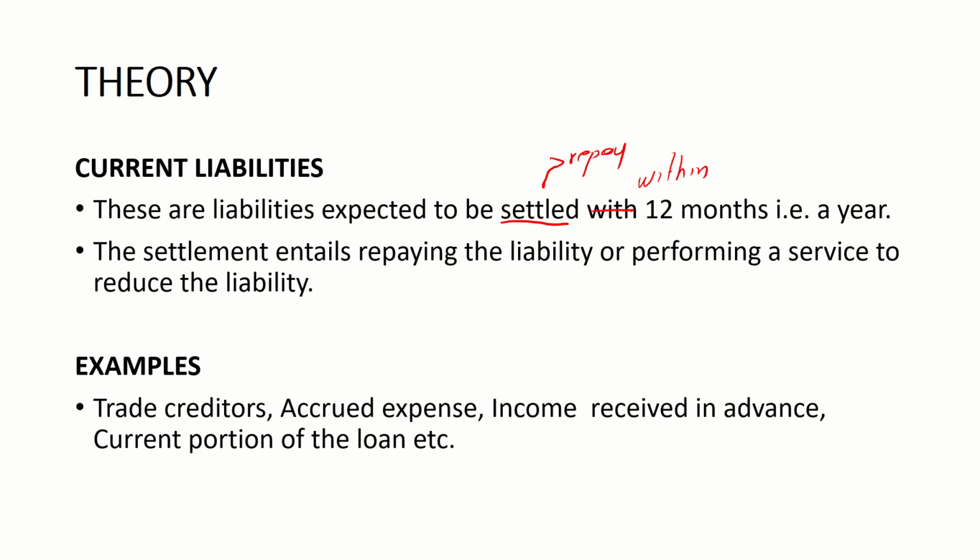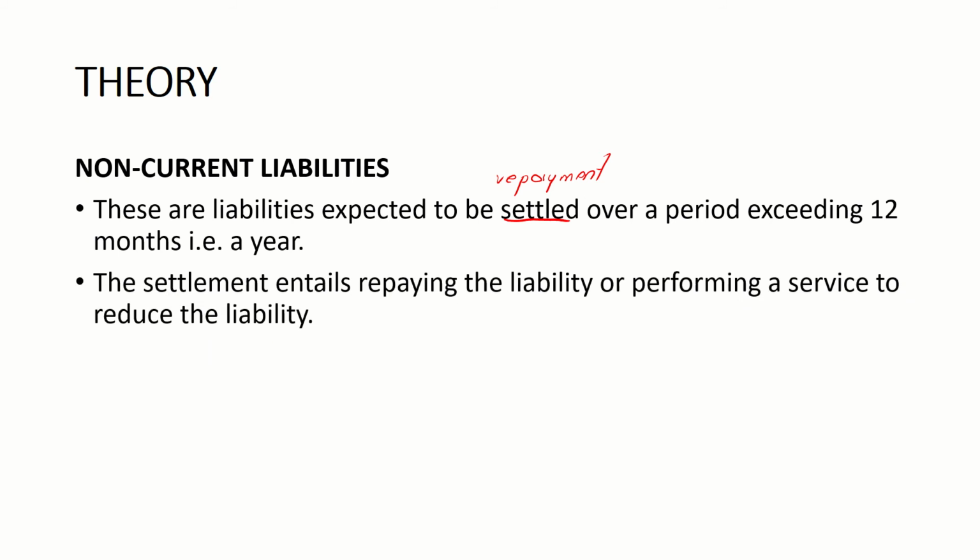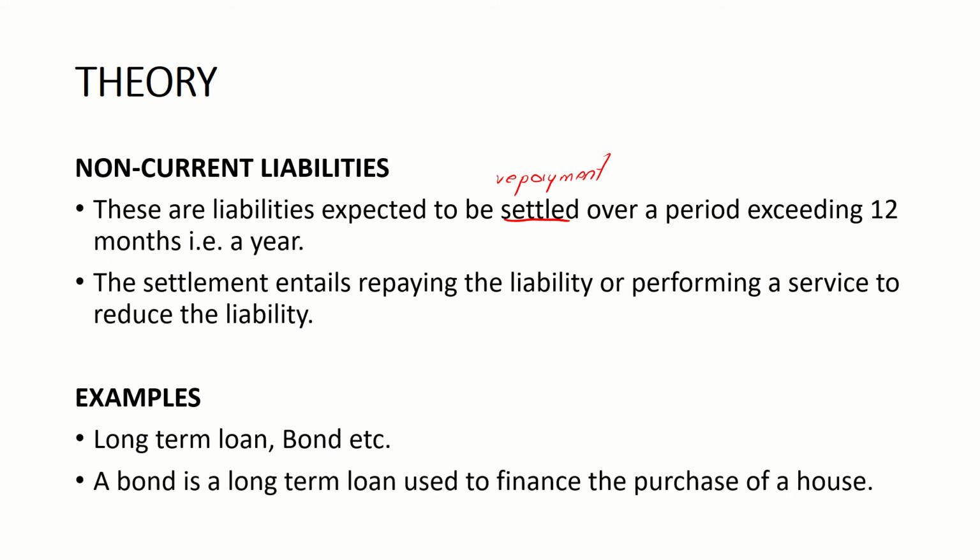Then we've got accrued expense. I will explain that later on when we do other chapters. Income received in advance, current portion of the loan, etc. Then we've got non-current liabilities. These liabilities are expected to be settled over a period. Remember what settle means. It means repayment. These liabilities are expected to be repaid over a period exceeding 12 months, exceeding a year, that is. And those examples will be long-term loan and mortgage bond or mortgage loan. Remember, I said a mortgage loan or a bond is a long-term loan used to finance the purchase of a house.